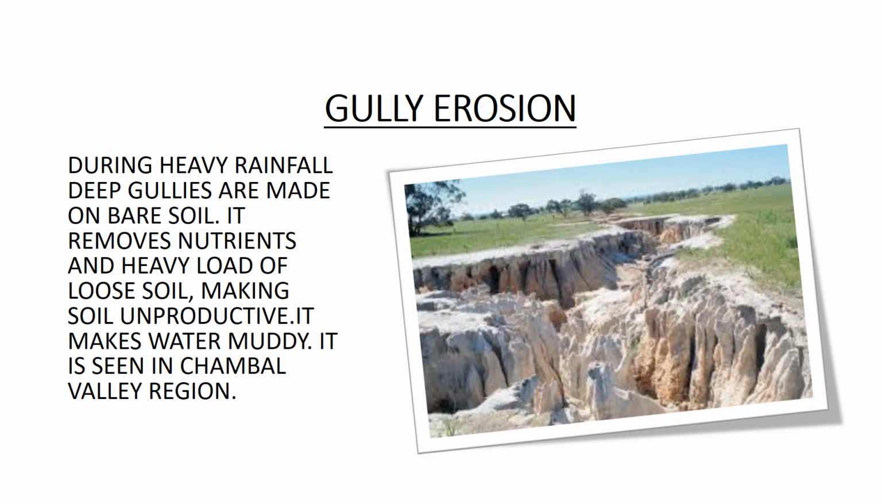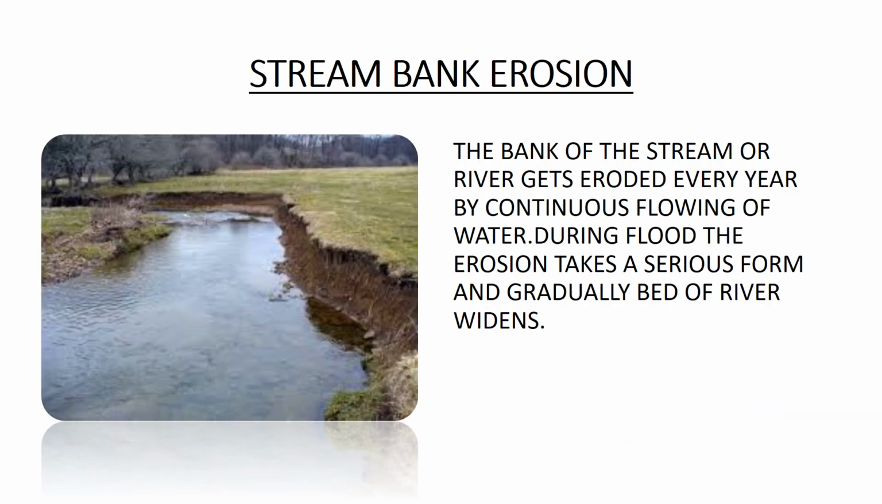During heavy rainfall, deep gullies are made on bare soil. It removes nutrients and heavy loads of loose soil, making soil unproductive. It makes water muddy. It is seen in Chambal Valley region.